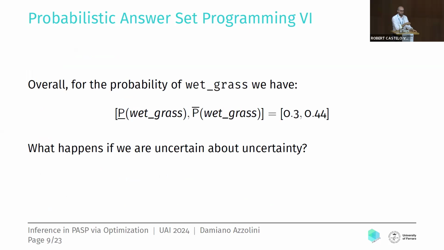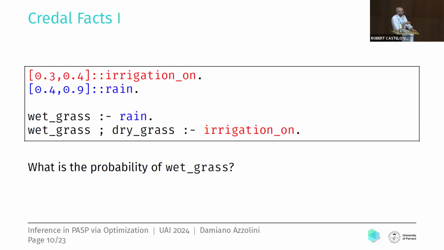Now, let's get a little bit philosophical. What happens if we are uncertain about uncertainty? Meaning, let's extend the same example. Now, irrigation on is no more associated with a sharp probability value, but rather with a probability range. So we say that irrigation on is true with a probability between 0.2 and 0.4. Similarly, rain is true with a probability between 0.4 and 0.9. The remaining part of the program is the same. How can we compute now the probability of wet grass?